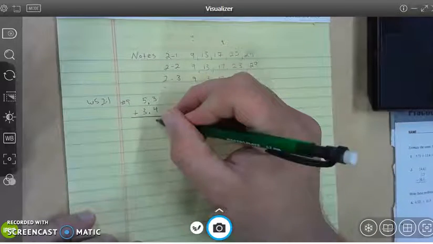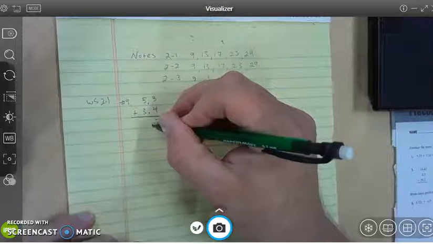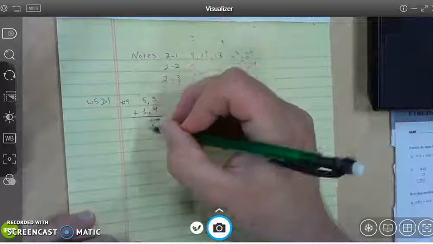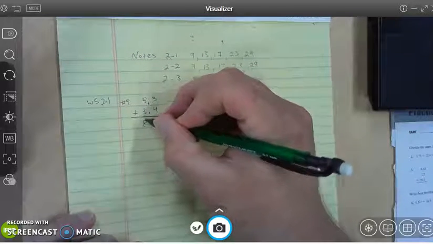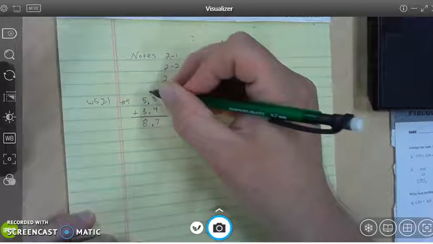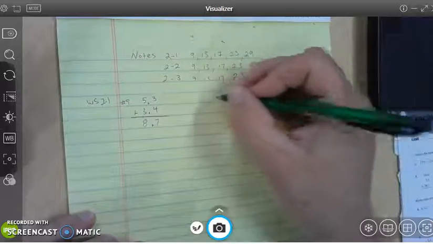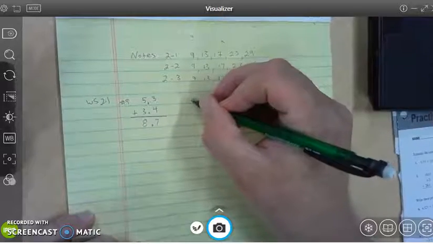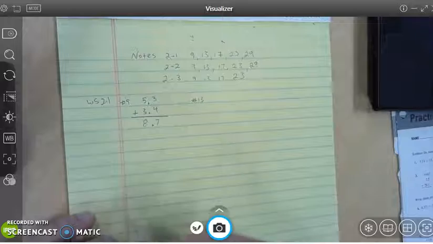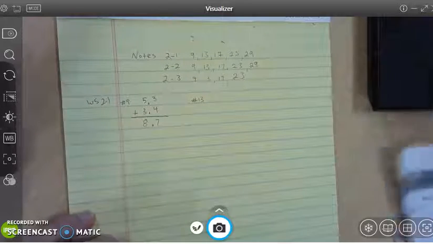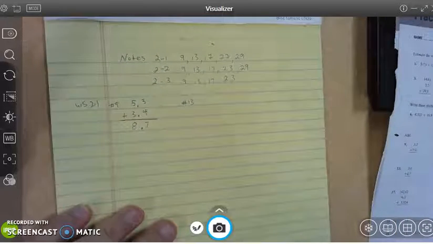So 3 plus 4 is 7. Bring down your decimal. 5 plus 3 is 8. If 7 had added to be bigger than 10, then we'd bring a number up there. So hopefully this is familiar to you, but we just need to make sure we know where everybody's at, and everybody can do these processes.